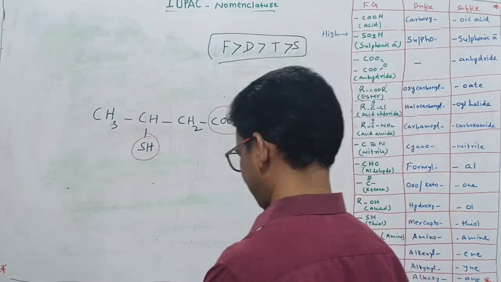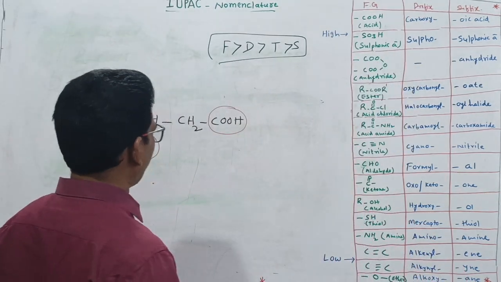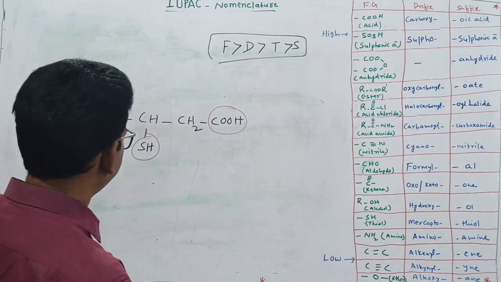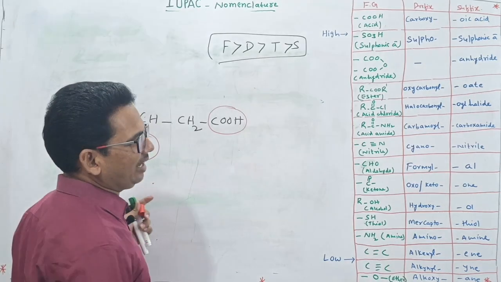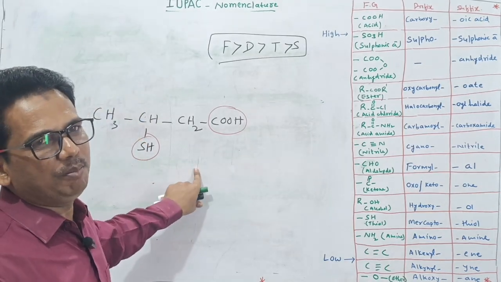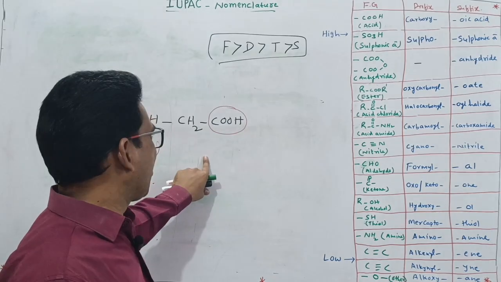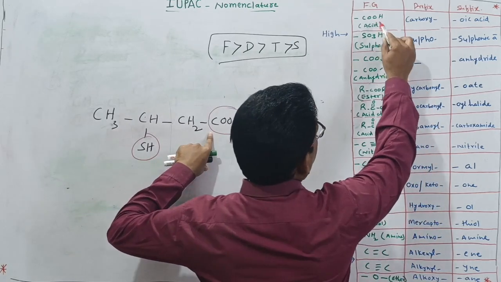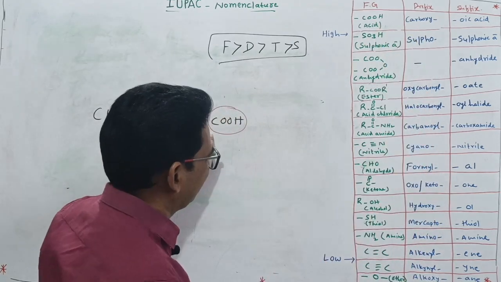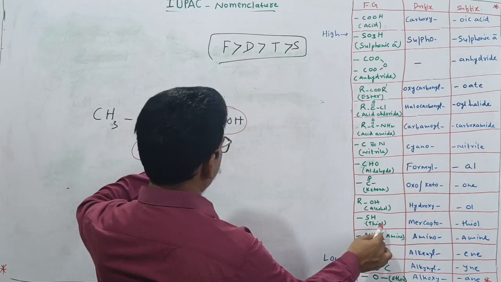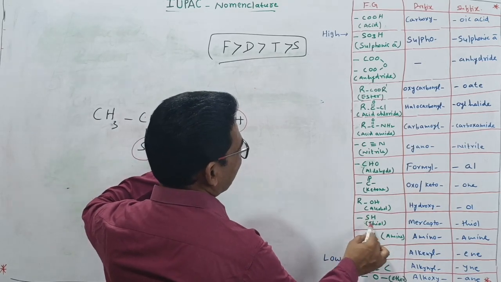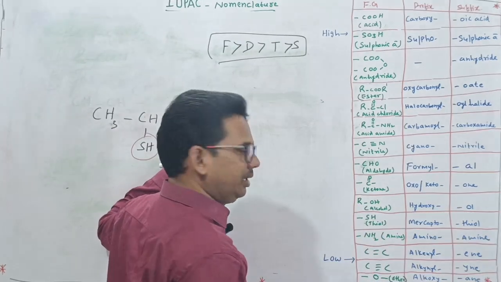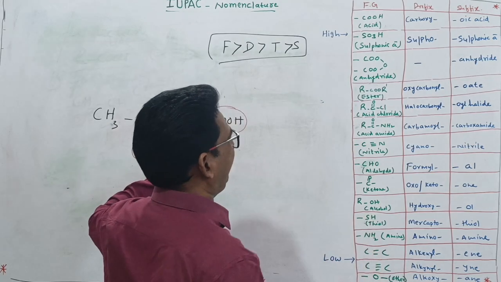Okay. Now see, in this case, how are we going to write the name for this? First we have to give the numbering. Numbering starts from the most prior group. In this case, the most prior group is the acid. You can see the acid is present at the first position. Then see, SH is called the thiol. SH is present at the lower priority side. ये बहुत lower priority पे है.